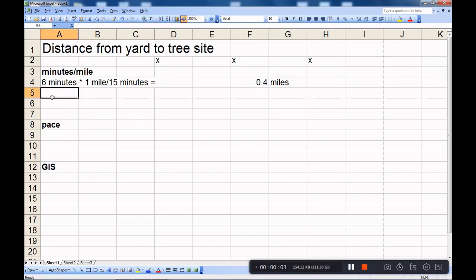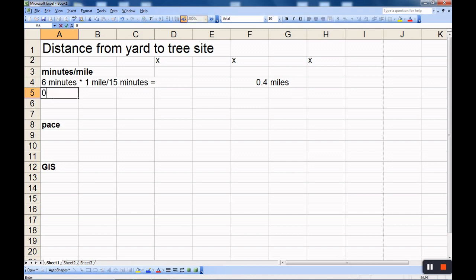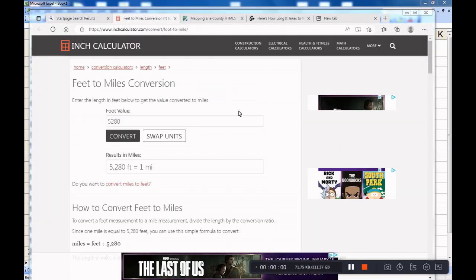Okay, so let's also convert that to feet because we'll need that later on. So 0.4 miles multiplied by 5,280, I think that's the right number, feet per mile, would give us 0.4 multiplied by 5,280, 2,112 feet. And because we have the technology, we Googled feet per mile: 5,280 feet per mile, so that is a good number to use.